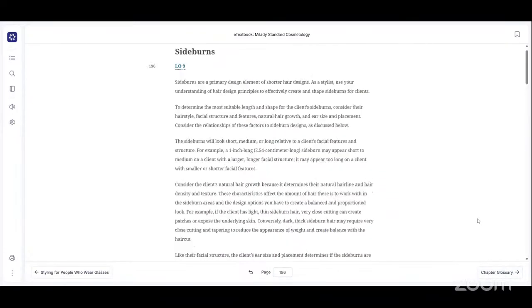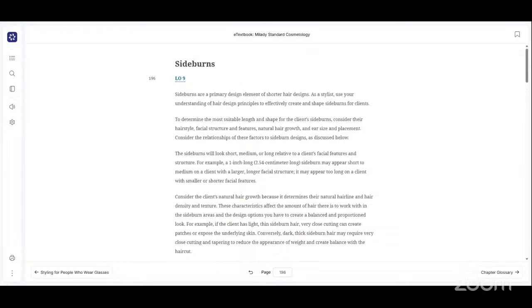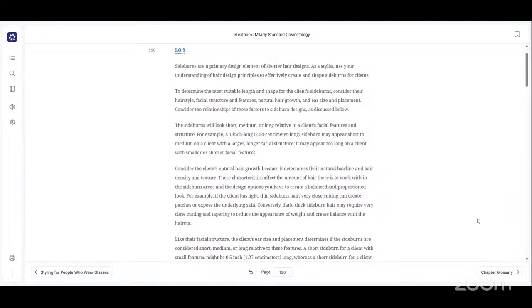Okay. It says sideburns are a primary design element of shorter hairstyles. But you have people who are wearing sideburns in ponytails, straighter styles as well. For me, because I wear glasses, I keep my sideburns kind of short, simply because I remember a time when my glasses used to be a little smaller or tighter around the sides, and my sideburn hair would stick out.